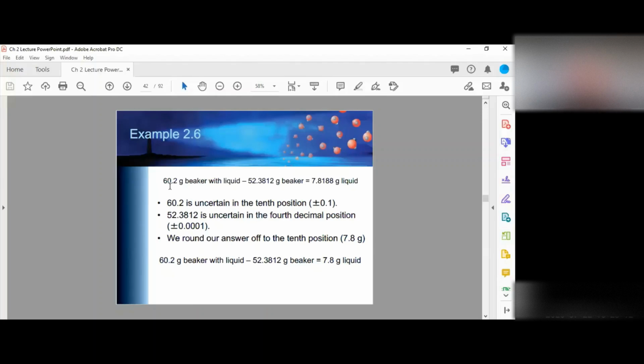I have a 6.2. How many decimal places do I have? I have 1. What do I mean by a decimal place? Whatever is after the decimal point. How many values do I have after the decimal point? I have 1. 52.3812. How many decimal places do I have here? I have 1, 2, 3, 4. I have 4 decimal places here. So when I do subtraction, I have to decide, all right, my final answer is supposed to have 1 decimal place or 4 decimal places. It has to be 1 decimal place.